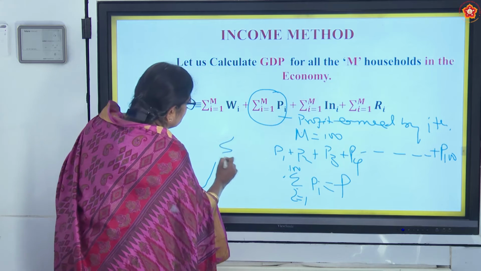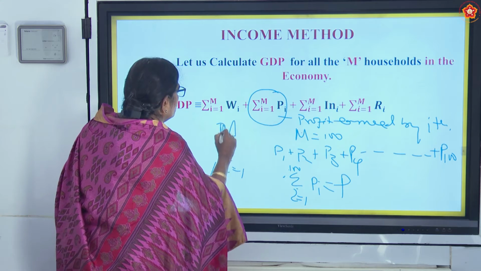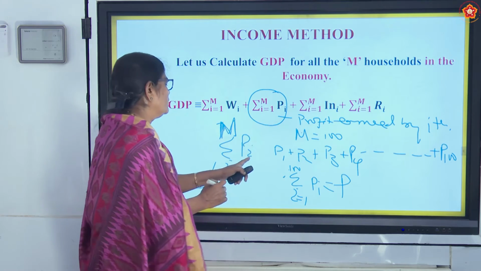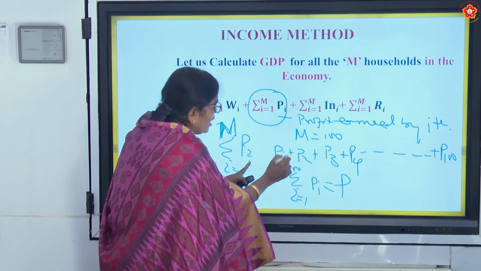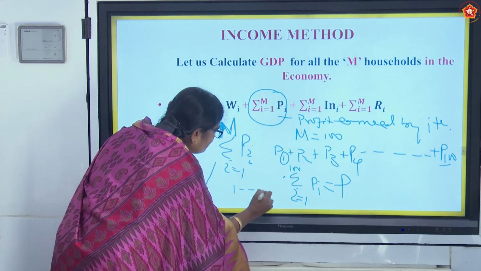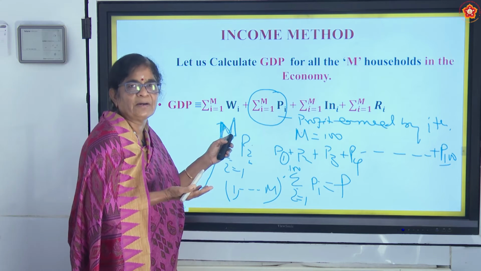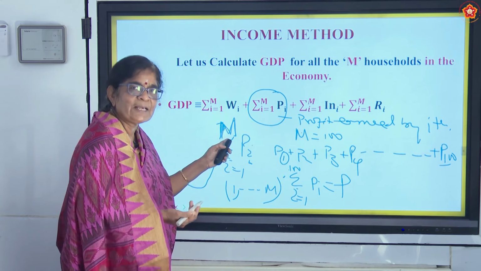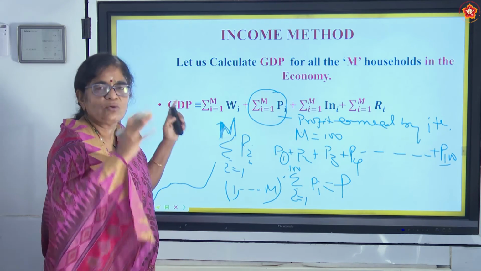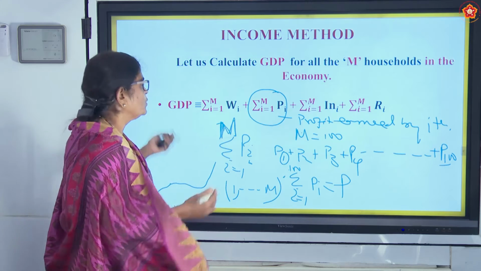Therefore, what will we write? Summation of I is equal to 1 to M households, PI. I varies between 1 to 100 here; I will vary between 1 to M households. Here we don't know what number M is, it is an unknown variable. Therefore, we say M households are there. M may be 100 or 1000 or 10,000, depending on the economy of the particular place, the number of households.